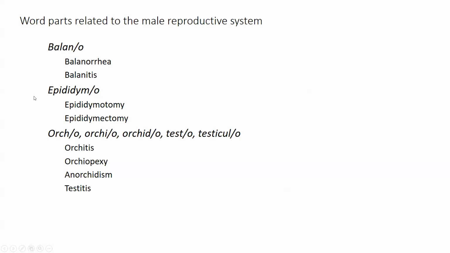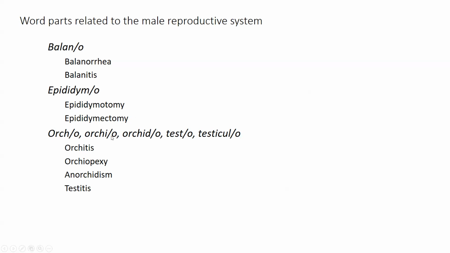Epididymo refers to the epididymis, and some also my favorite words, epididymotomy. Epididymotomy. It's just so much fun to say. That would, of course, be an incision into the epididymis, or you could have an epididymectomy, a removal of the epididymis. This is also fun.